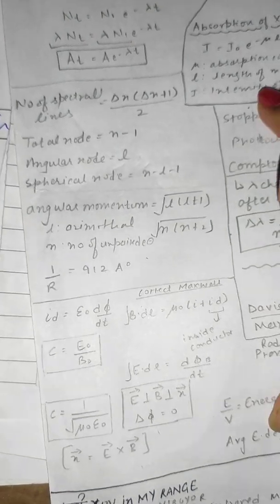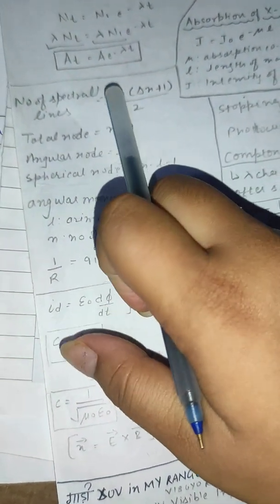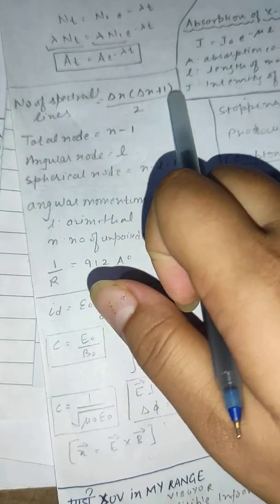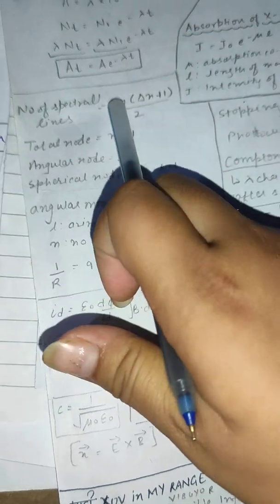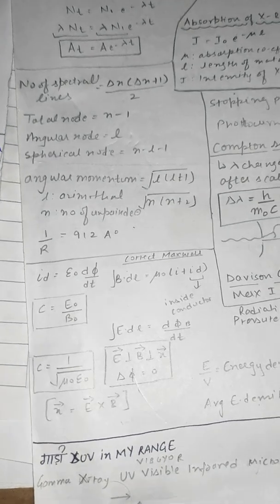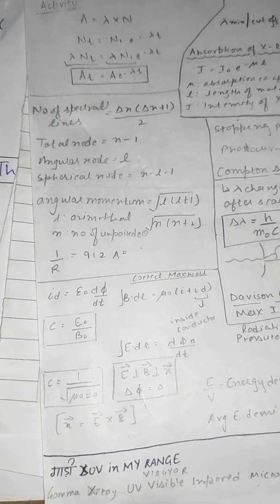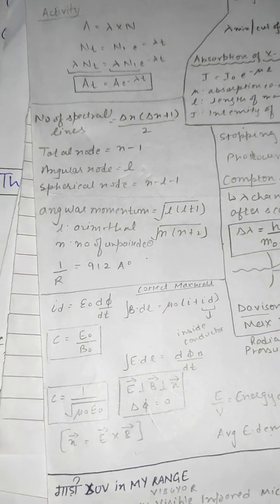Just basic maths. The total number of spectral lines is given by the general formula, delta n times (delta n plus 1) by 2. So delta n is basically n2 minus n1, the final minus the initial level of the atomic spectral lines.